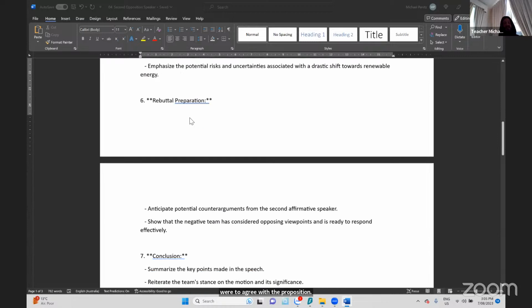Next, again, of course, we want the rebuttal preparations. So we want to, in this case, not even anticipate, but prepare rebuttals against the counter arguments from the second speaker. And you want to show that the negative team has considered the viewpoint of the opponent so that you can rebut it effectively.